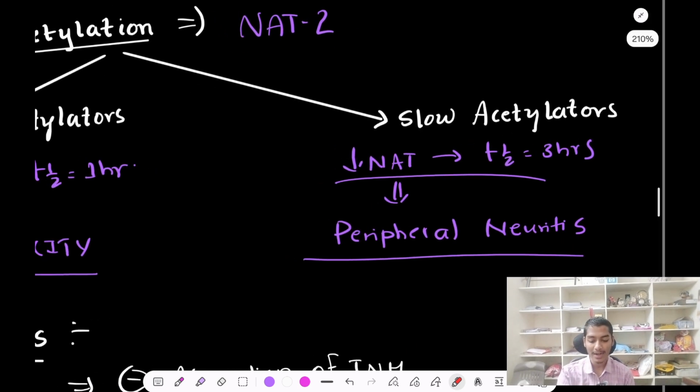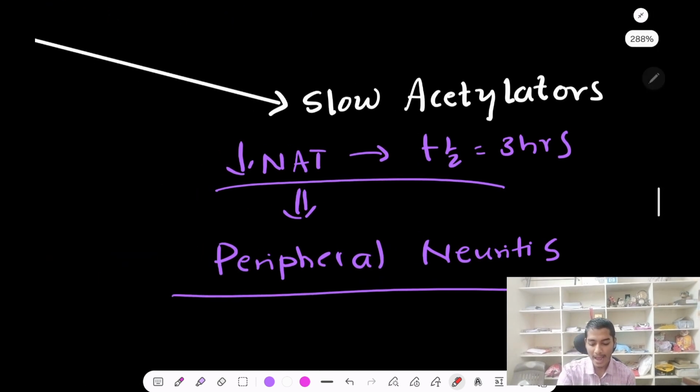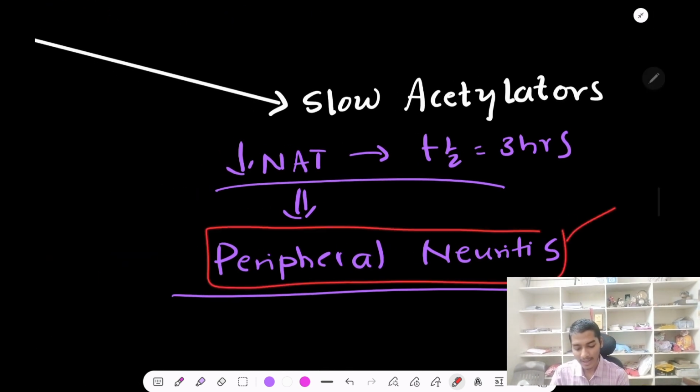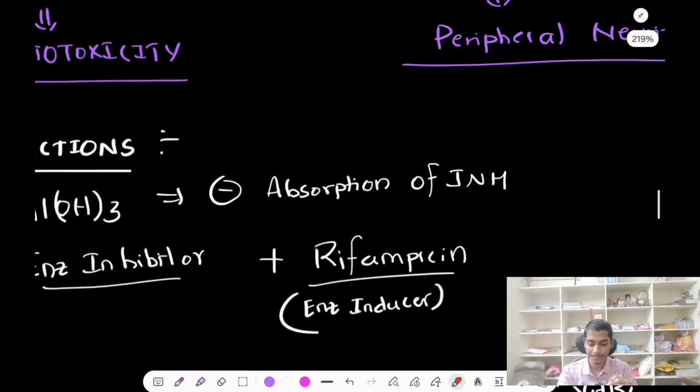Whereas the slow acetylators have low amounts of N-acetyltransferase. The T-half will be more, that is 3 hours. And peripheral neuritis is the most common side effect with these slow acetylators. The Indian population comes under this slow acetylator group. That's why peripheral neuropathy is very commonly associated with isoniazid treatment.